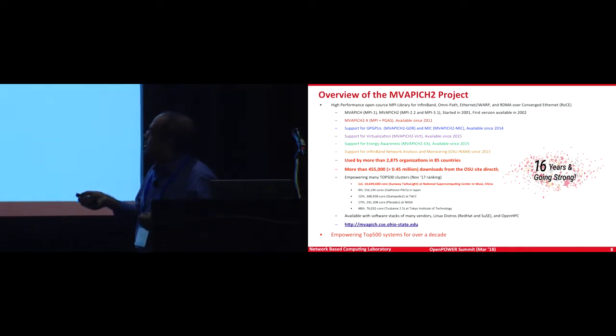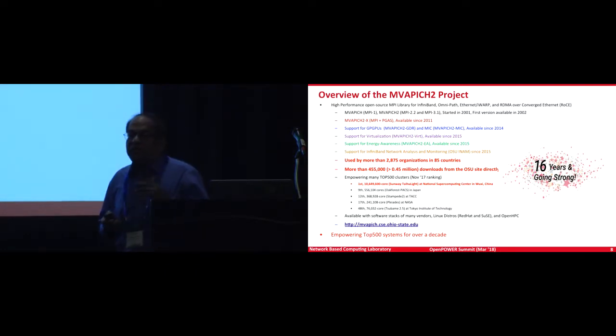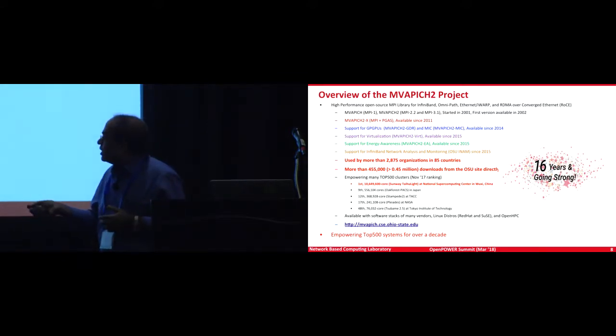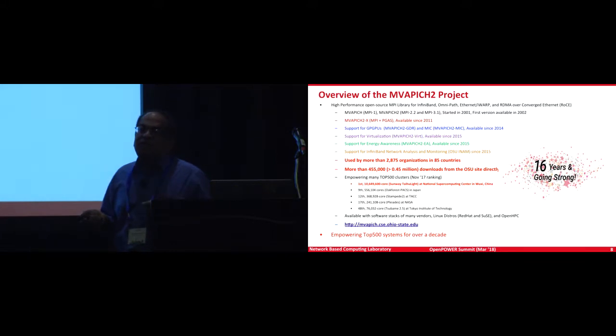I will talk a little bit about that later, but now it is being used by more than 2,800 organizations in 85 countries, and just from our website, we have almost 0.45 million downloads. And not just the downloads, if you take a look at all these machines, even the #1 system in China, the 100 petaflop machine, is being driven by our stack. You can also see the 9th ranked Oakforest-PACS in Japan, 12th at TACC, 17th. So, a lot of these Top500 systems are being enabled by the software which we have developed in my group, and this is a continuous project which has been going, and we have been empowering this over a decade.